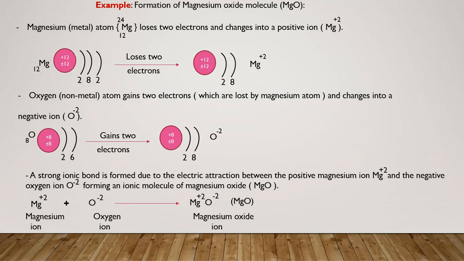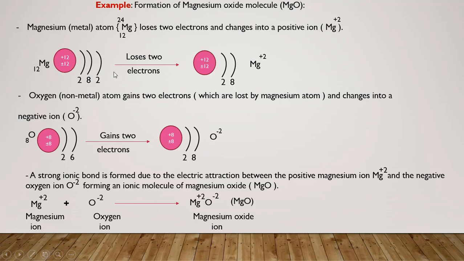For example, here I have formation of magnesium oxide molecule, MgO. The magnesium is a metal which contains 12 electrons. By doing the electronic configuration, we have 2, 8, 2. So the magnesium, as it's a metal, will lose the outermost energy level electrons, which are 2 electrons, and it changes into positive ion, Mg positive 2. And the oxygen, which is non-metal, gains 2 electrons, which are lost from the magnesium atom, and it changes into a negative ion, O negative 2.